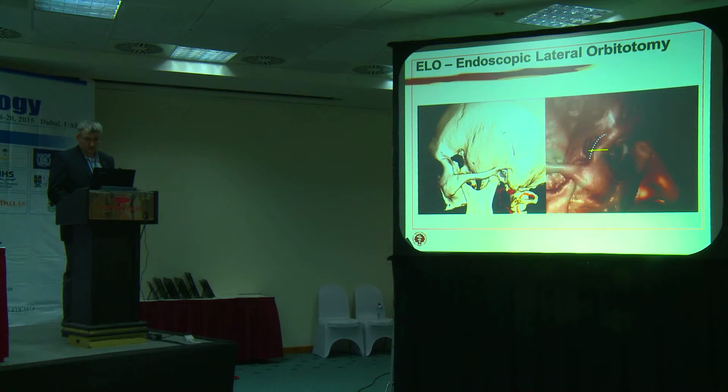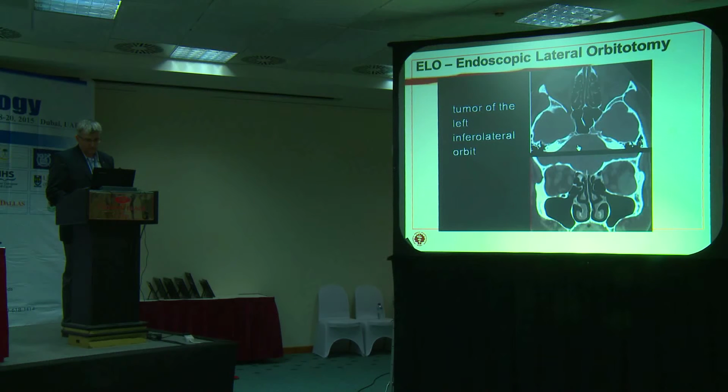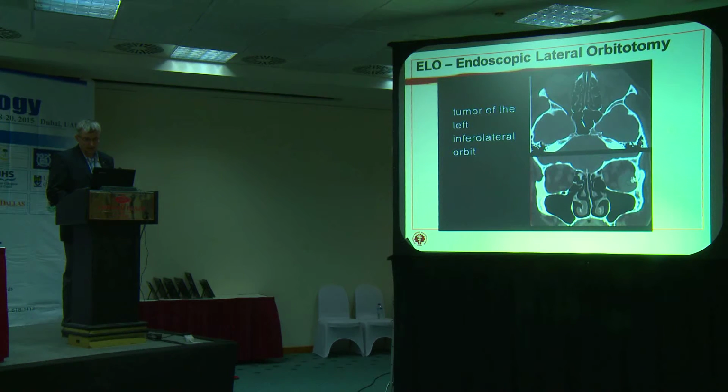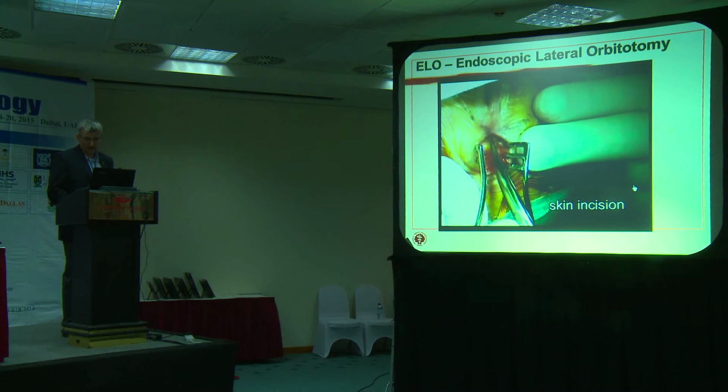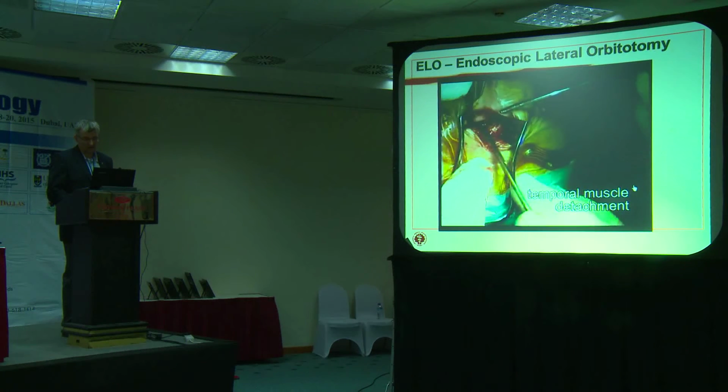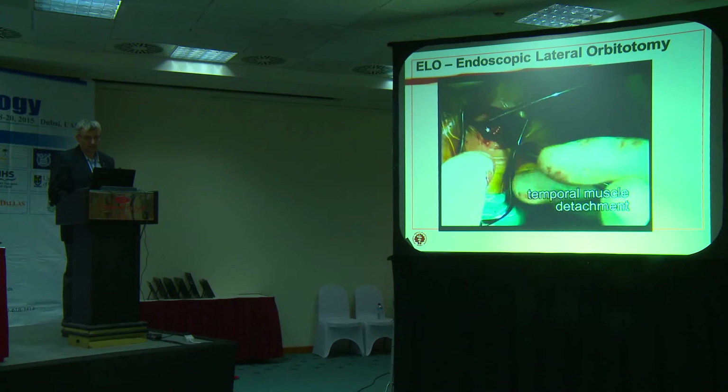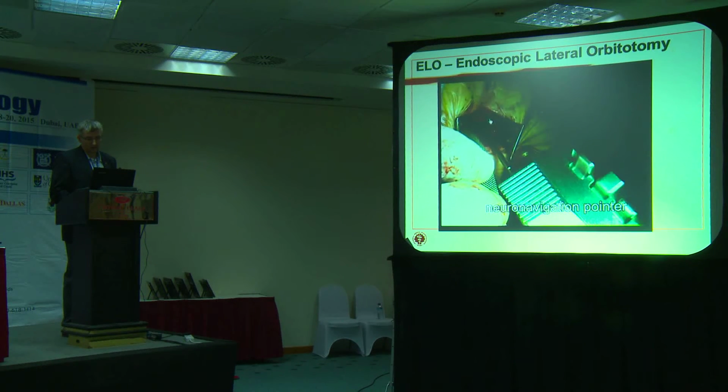The incision of the skin is horizontal to hide the possible scar in the wrinkles. Then we separate the muscle. This is the case. The tumor is located in the inferior and posterior part of the orbit. Incision. Then we separate the muscle from the zygomatic bone and temporal bone.